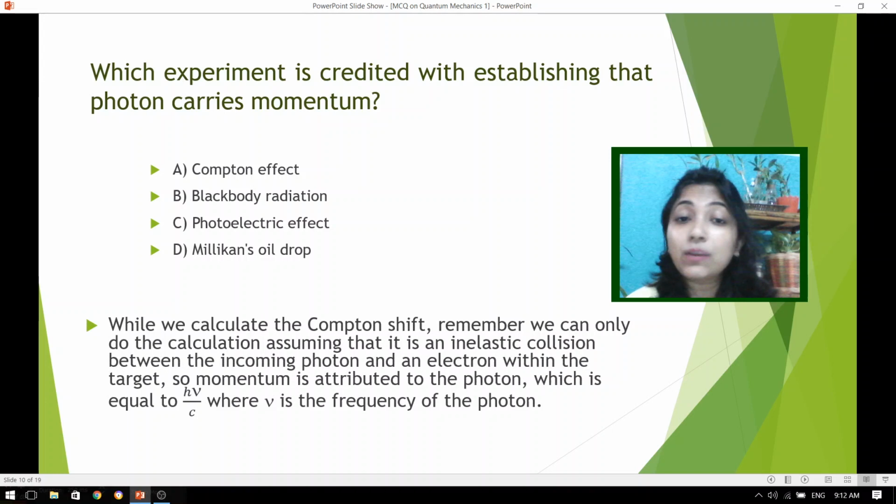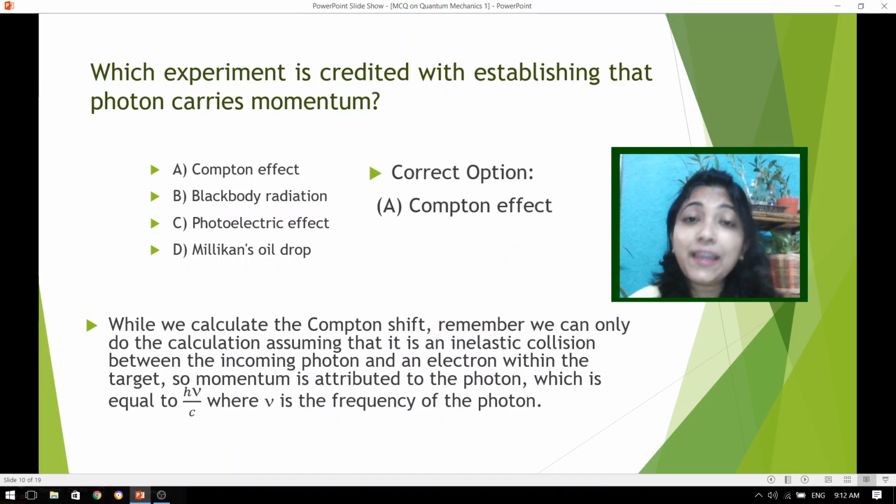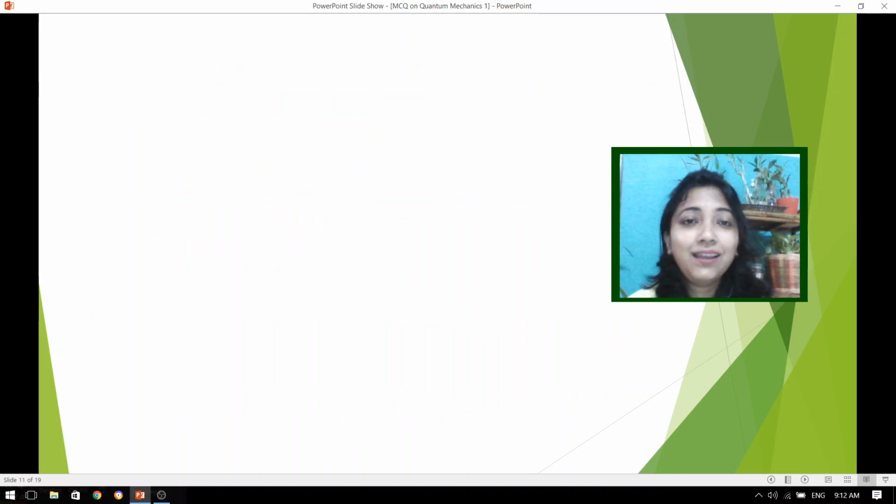Reminding all of you, when we calculate the Compton shift, we can only do the calculation assuming that it is an inelastic collision between the incoming photon and the electron within the target. So, momentum is attributed to the photon in this case, and its value is h nu by c, where nu is the frequency of the photon. So, with all these facts in mind, we can choose option A as our correct option, which means the experiment which established that the photon carries momentum was the Compton effect. Okay?